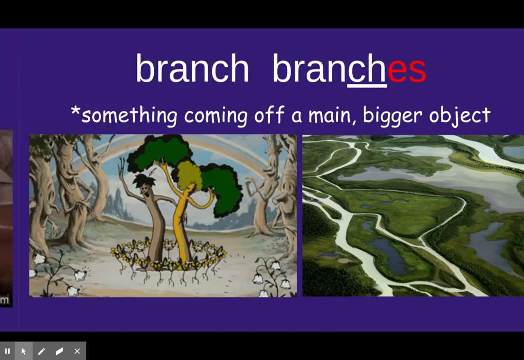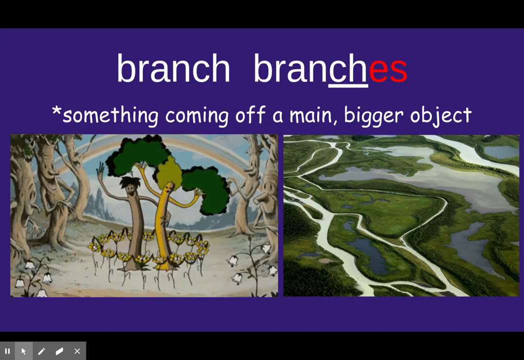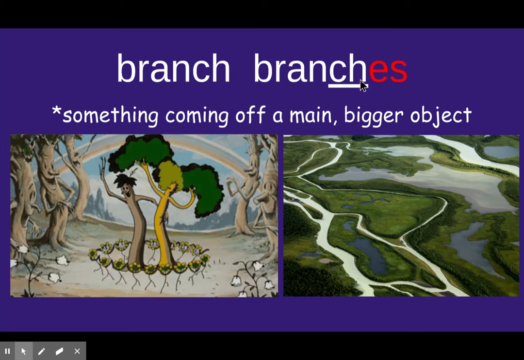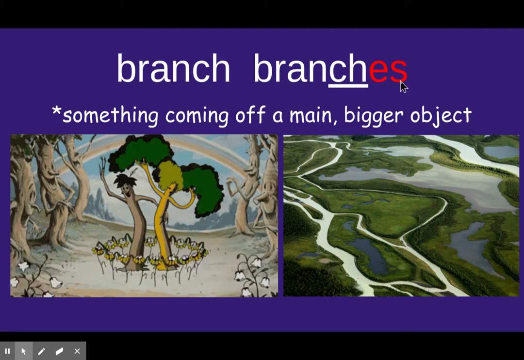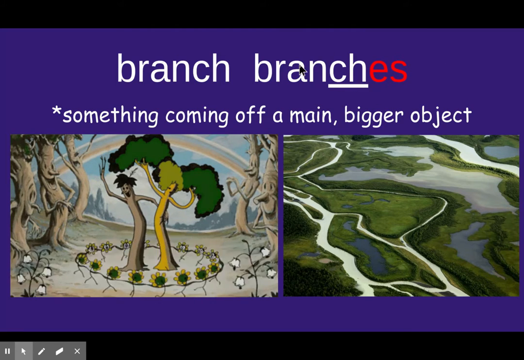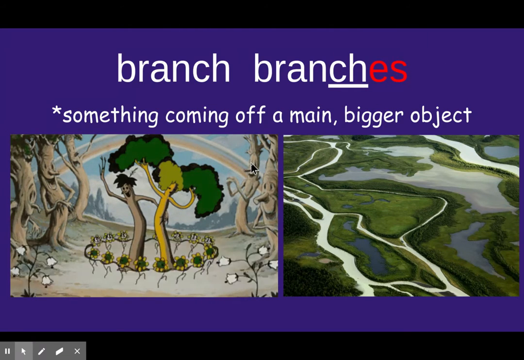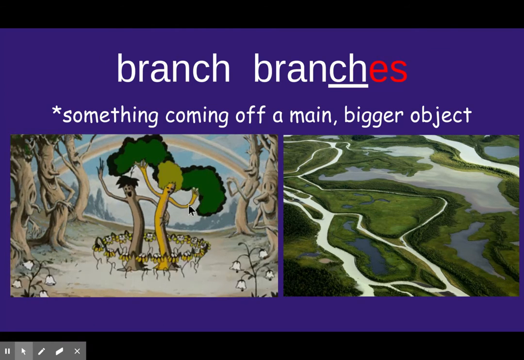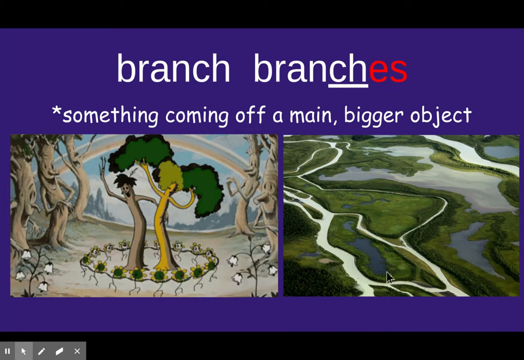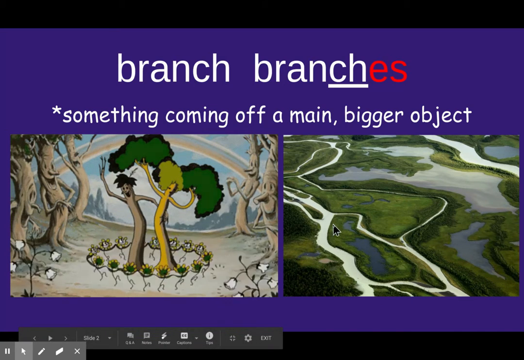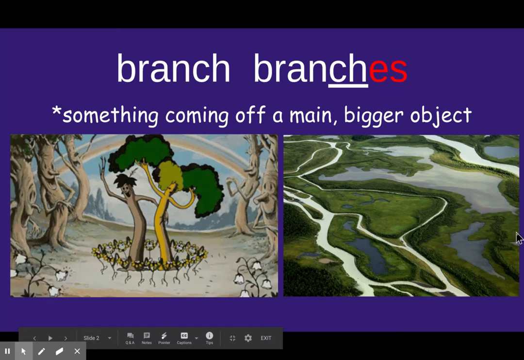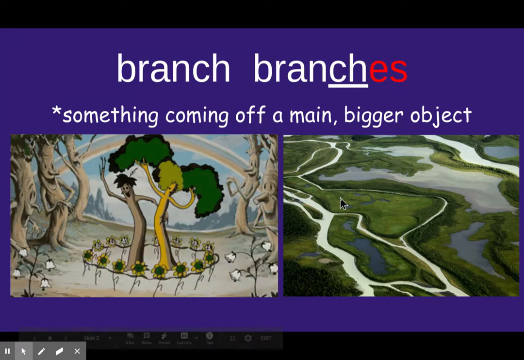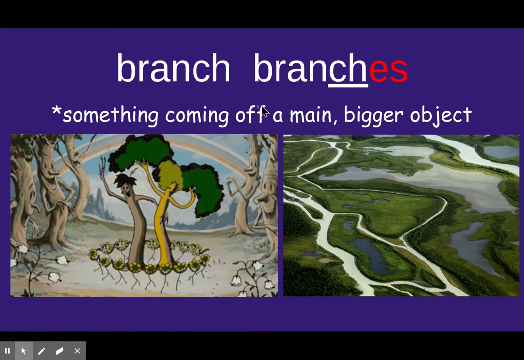All right. Our next one is branch or branches. And I wanted to show you this spelling rule right here because when a word ends in CH, you add the ES to it. This is a noun. And what it is is something that is coming off of a main, bigger object. Usually it's a branch on a tree, like right here, or it could be a branch of a river where the river is actually way over here and then these little arms are coming off that are thinner and longer and curvier, and that is a branch.